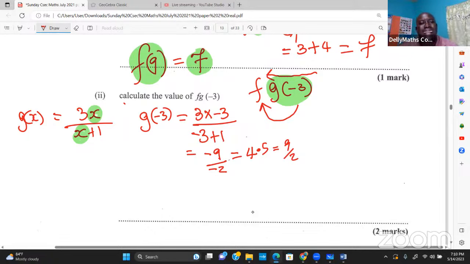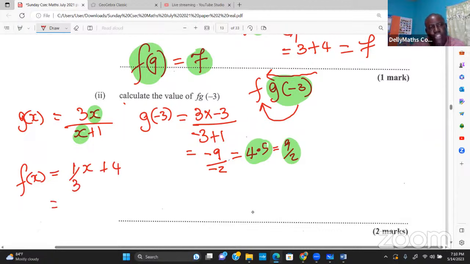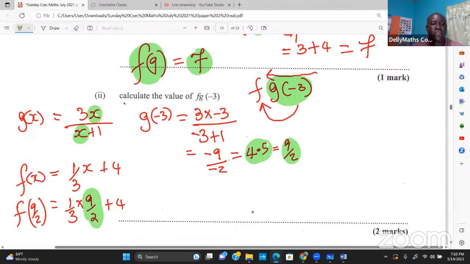Now, let us understand that we're not done, because now we have to input whichever one you're using, the 9 over 2 or the 4.5, into the f function. So let me write back the f function. It is 1/3 x plus 4. When I'm going to do this, f of, say, 9 over 2, I'm going to inject that 9 over 2 right here, and then add 4. Nothing else. This is my new value coming out, 9 over 2.